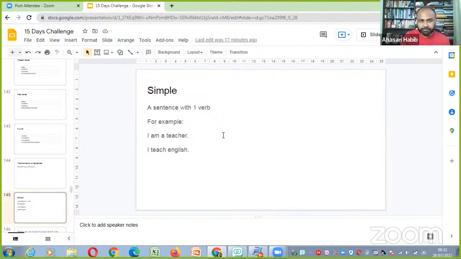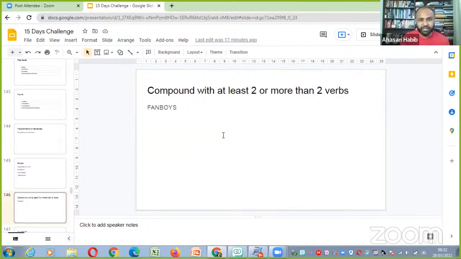Now, compound is with at least two or more than two verbs. Type in the chat box. Compound is at least two or more than two verbs. That's called compound. So can you please type in the chat box? Compound equals two or more verbs. Simple is one sentence with one verb. Compound means at least two or more verbs. Very quickly, type in the chat box. That is compound.